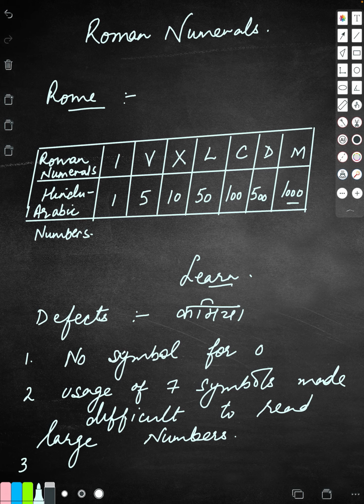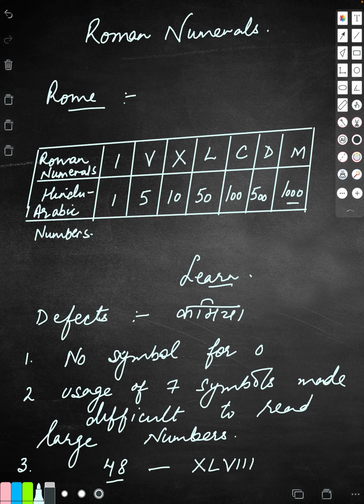Right? Now, once we do the rules, you will come to know that even to write a small number, for example, 48, just think how many symbols I have to use. 40 is represented by XL, and 8 is represented by using 1 V and 3 I's. So to write a 2-digit numeral 48, I have to use 6 symbols.